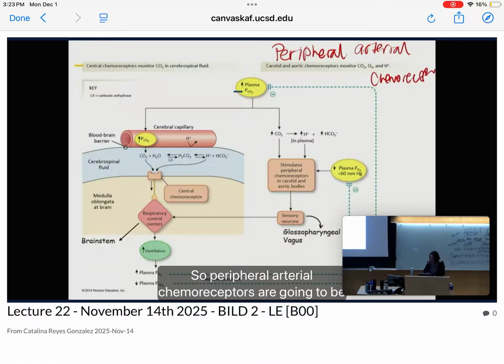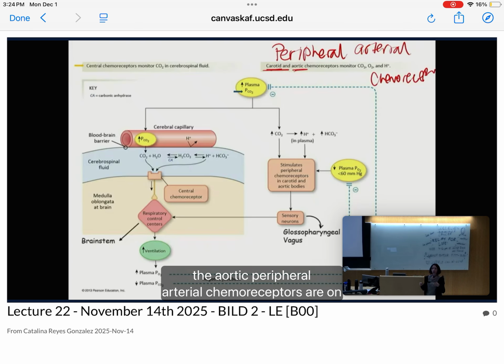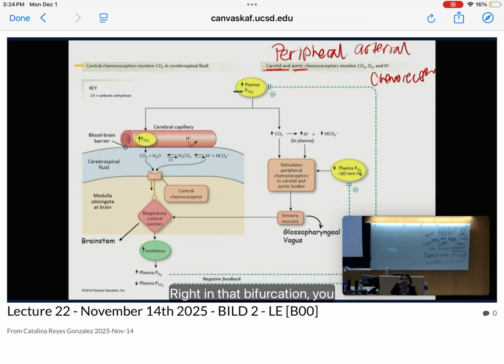So peripheral arterial chemoreceptors are going to be two types, carotid and aortic chemoreceptors. And they're located in the same place as the baroreceptors. So the aortic peripheral arterial chemoreceptors are on the aortic arch, so where your aorta arches to descend. And the carotid chemoreceptors are going to be here. So you have the carotid arteries, which bring oxygenated blood to your brain, right here at the base of the skull. They bifurcate. Right in that bifurcation, you find the carotid chemoreceptors.